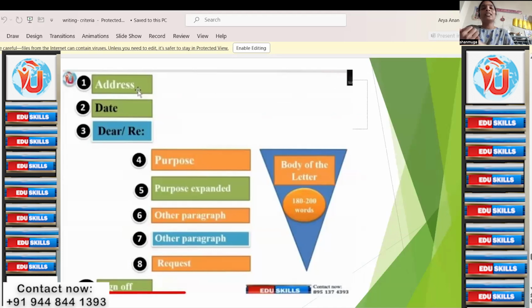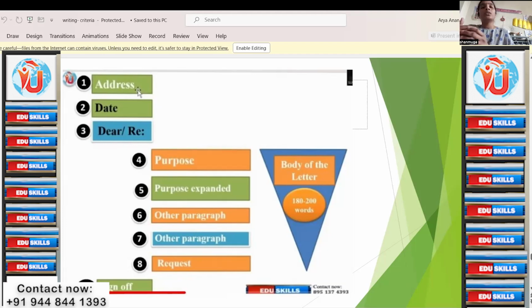Now we are going to see how we are going to write our letter. First is the address or date; you can exchange these. You can write the date first or the address first. There is no fixed format. And the other things: "Dear" line, that is the salutation, and then the purpose paragraph, other paragraphs, and then the request paragraph, and then signing off.